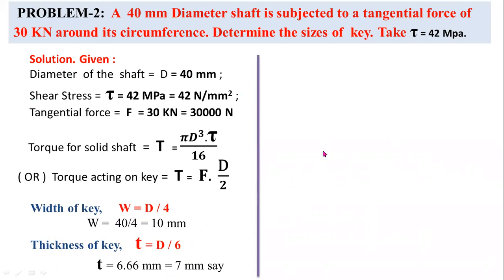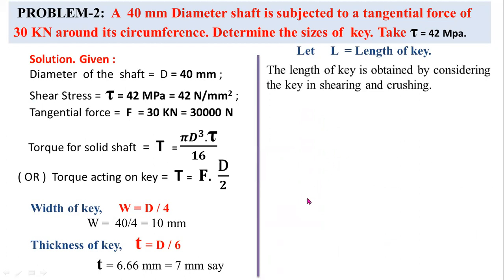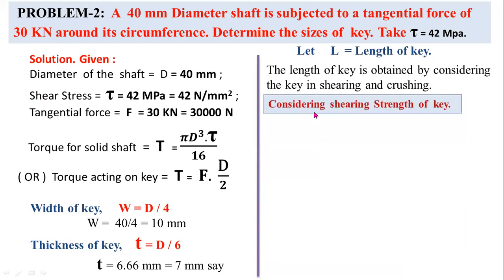After that, you have to determine the suitable length of the key. L is the length of the key. The length of the key is obtained by considering the key in shearing and crushing. But here the crushing stress is not given. So you have to design a key on the basis of shear stress only. This is the formula for torque transmitted by the key on the basis of shearing strength.